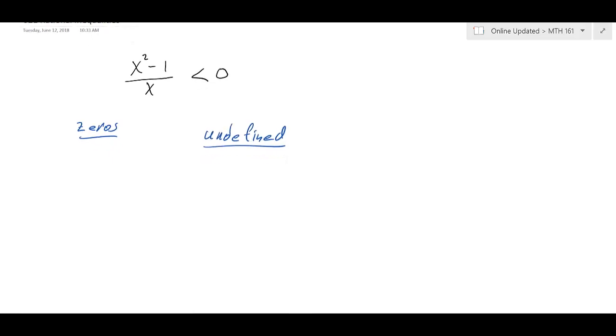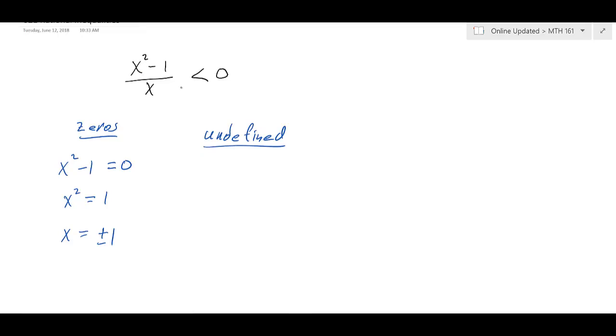So to find the zeros, this is pretty simple. Once we have the inequality set to 0, the only way this is going to go to 0 is if the numerator goes to 0. So if we take x squared minus 1 and set that equal to 0, then we solve for x. x squared is equal to 1. And if we take the square root, we get x equals plus or minus 1.